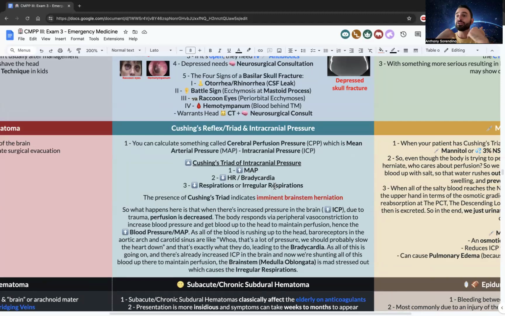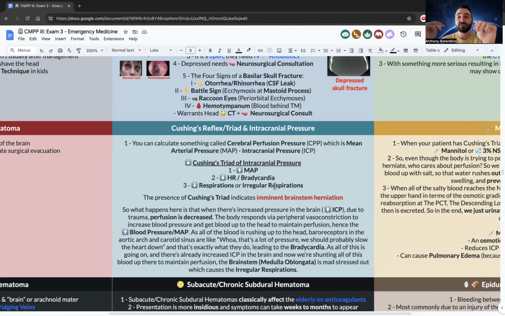As it does that, it rushes up all of the baroreceptors, like in your carotid sinus. And the baroreceptors are like, that is a lot of blood pressure. We should probably slow the heart down a little bit. And that's what it does. So that's why your heart rate goes down. And then while all of this is happening, as your body is shunting all of this blood into your head, your intracranial pressure is increasing and your blood pressure is increasing, your brainstem is getting stressed out with all this extra pressure and is actually affected. And the brainstem, the medulla, is what controls breathing, right?